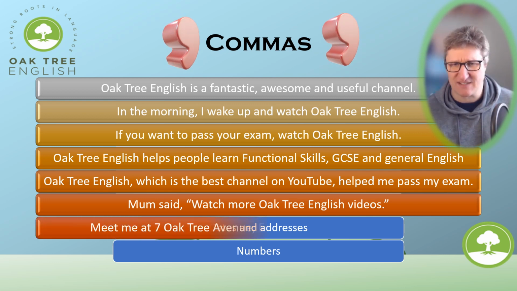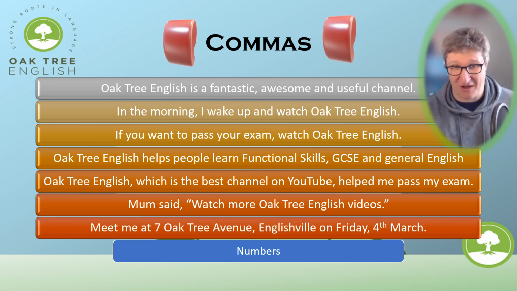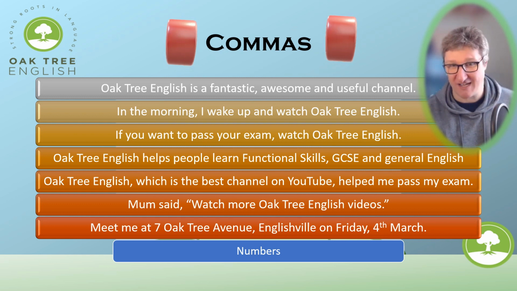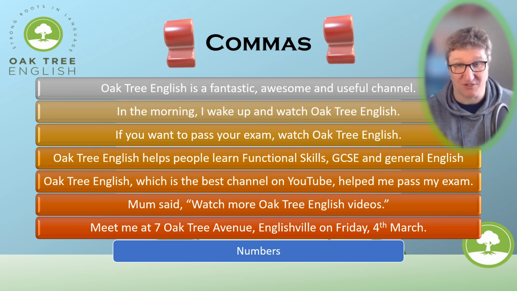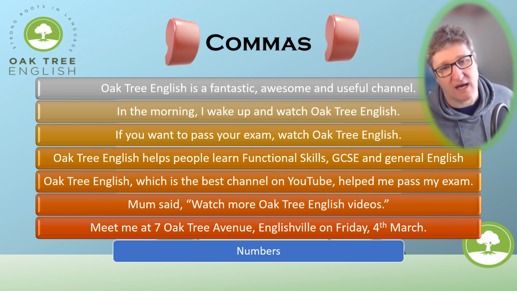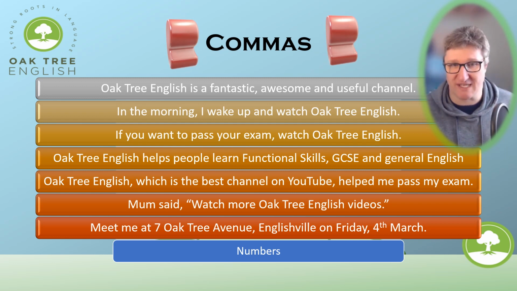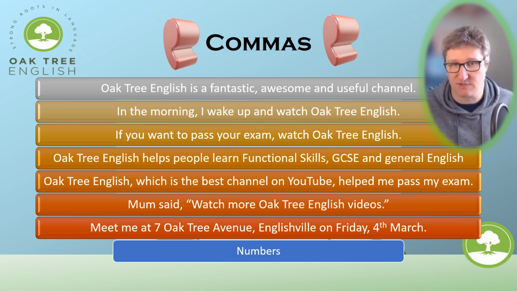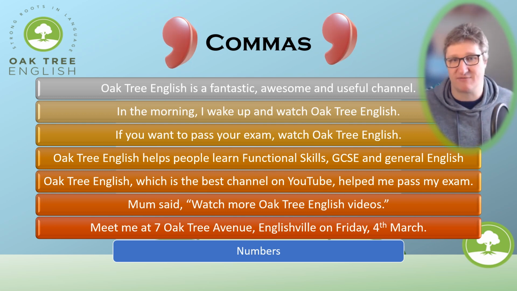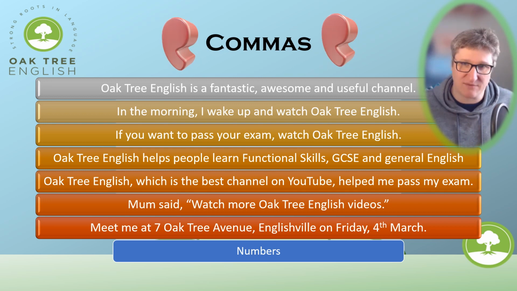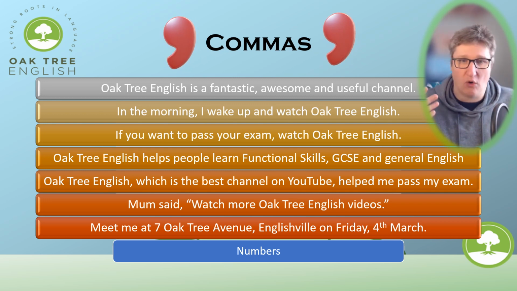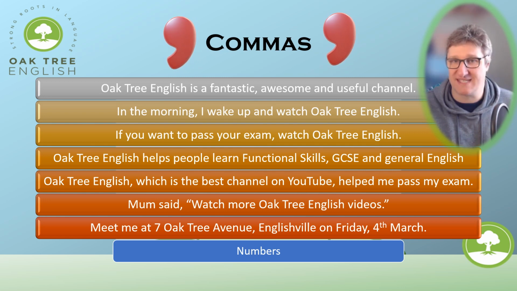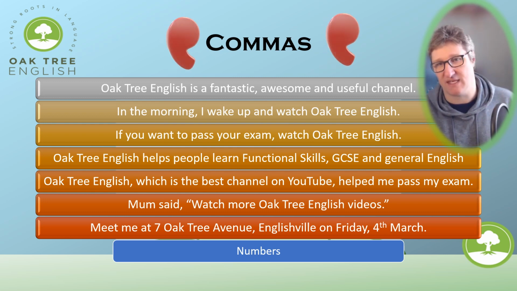Now, dates and addresses, how does that work? Well, meet me at 7 Oak Tree Avenue, comma, Englishville, on Friday, comma, the 4th of March, full stop. So we've got 7 Oak Tree Avenue, and then that is separated from the town. The name of the street is separated from the town, which is separated from the county, which is separated from the country, all separated with commas. Same thing with dates. The day is separated from the date and the month.